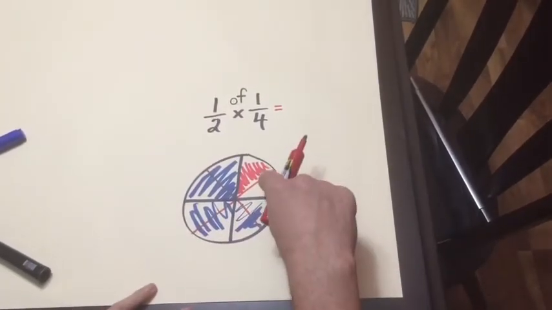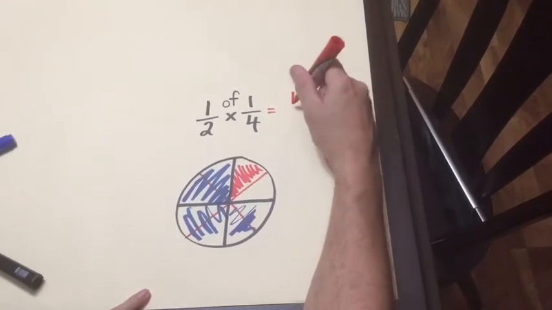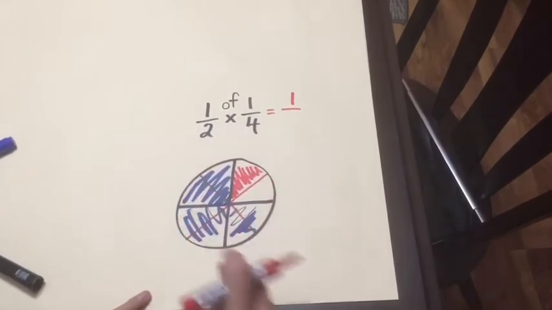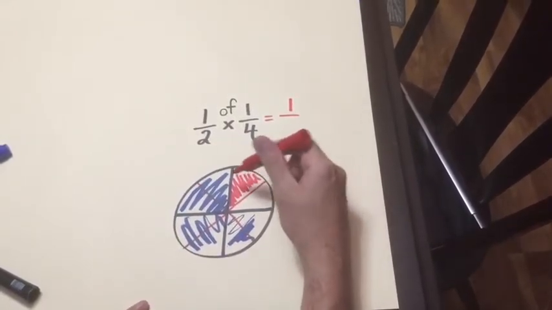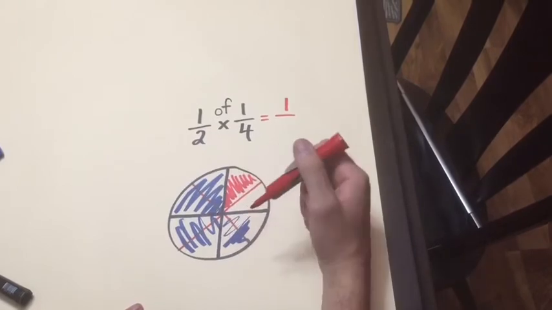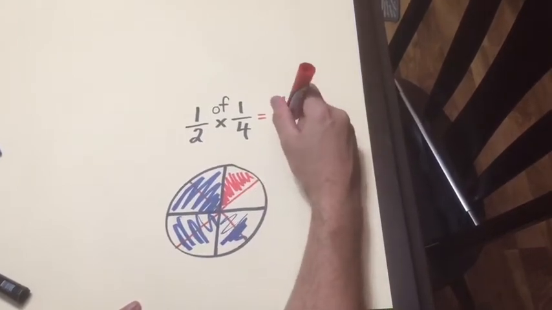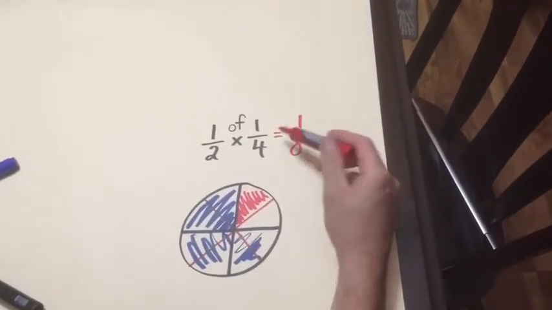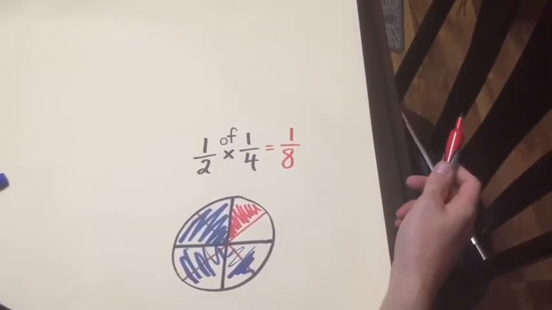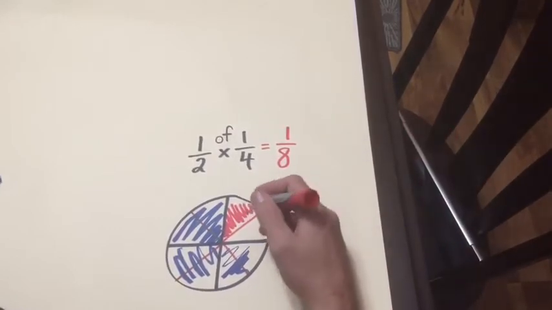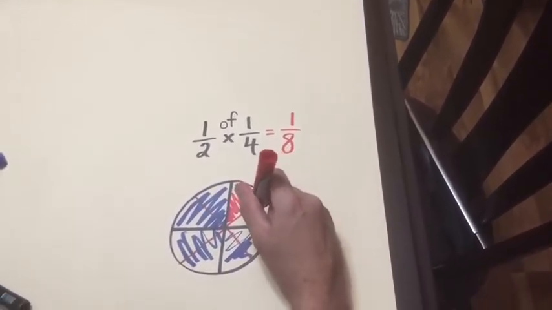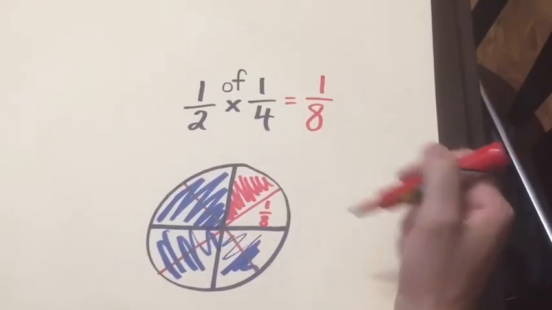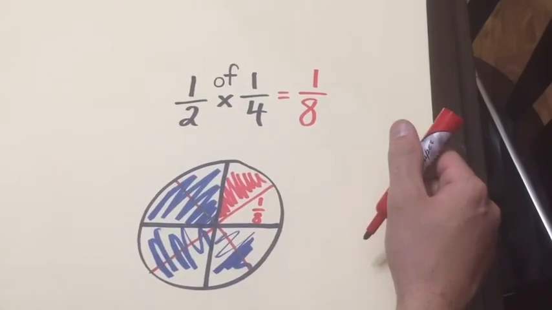I was able to eat one piece, so that's going to be my numerator. Now, how many pieces was the pie cut into now? 1, 2, 3, 4, 5, 6, 7, 8. And that is your new denominator. So 1/2 of 1/4 is actually equal to 1/8. Hopefully that makes sense to you, that each part is 1/8. If we added it all up, it would be 8/8 or 1 whole.